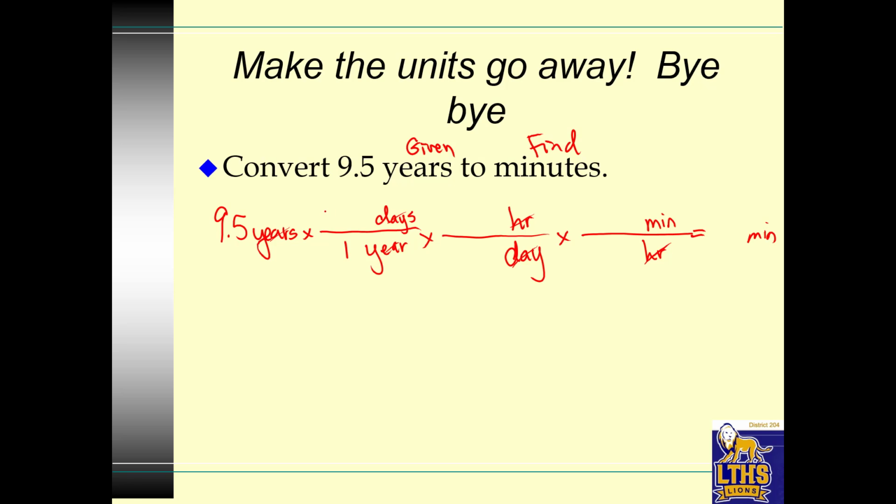So I know that every 1 year is 365 days, every 1 day has 24 hours, and every 1 hour has 60 minutes. So I just have to multiply 9.5 times 365 times 24 times 60, and I would get 4.99 times 10 to the 6th minutes. Now, what's this all about? Scientific notation. It just means that this is a really big number because it's multiplied by 10 to the 6th. So that's how many minutes are in 9.5 years.